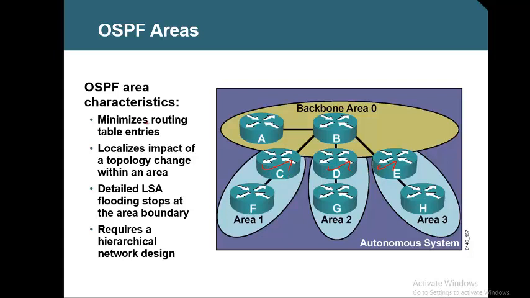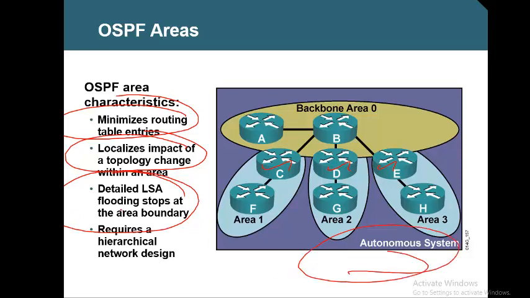So why do we need areas? So that you can minimize the size of the routing table by summarizing. You can localize the change that happens within an area. The detailed advertisement of LSAs is stopped at the boundary. It is not flooded throughout the autonomous system. It is localized within the autonomous system.